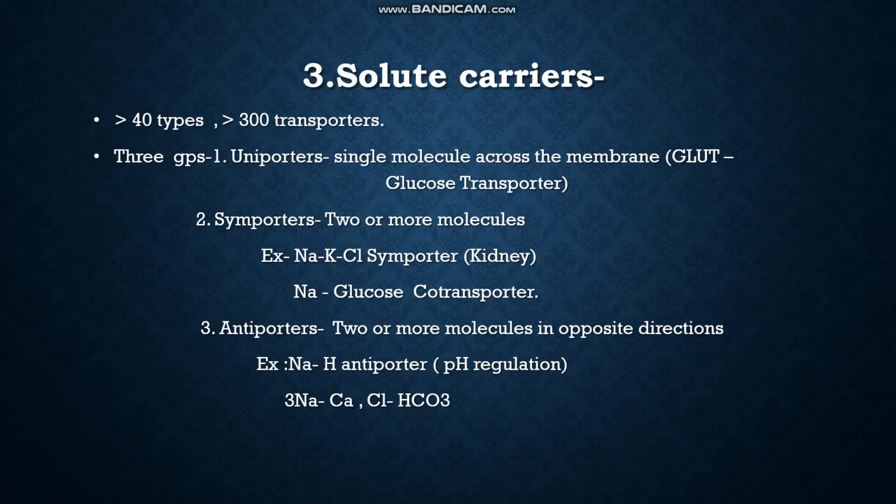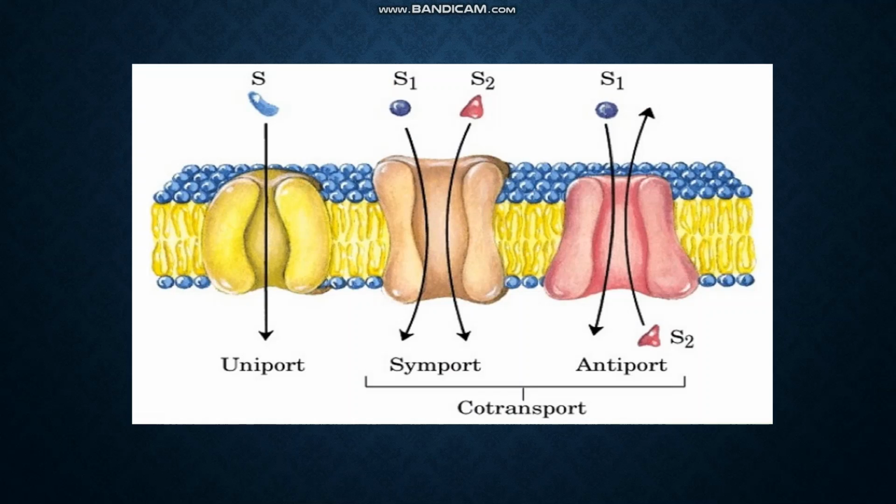For example, glucose transport. Symport means two or more molecules are transported across the plasma membrane and both are moving in the same direction. Antiport means two or more molecules are moving but in opposite directions. For example, the sodium proton antiporter. These pictures also show uniport, symport, and antiport.